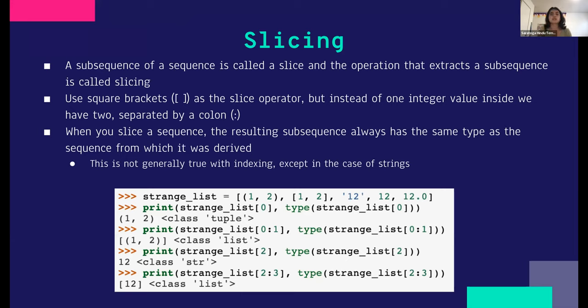So here's an example. We'll go over this in the demo as well. Basically it shows that when you want the index 0 of this strange list, you get this tuple 1, 2. And when you want 0 to 1, which in this case 1 is not included when you slice, it's just the index 0. So that's the same value, but since it's slicing, it's inside of a list. It doesn't matter if it's only one value, zero values, or any number of values, it's always going to be of type list.